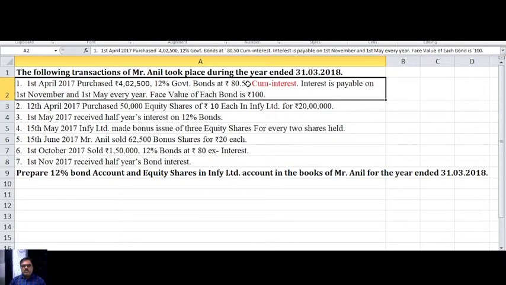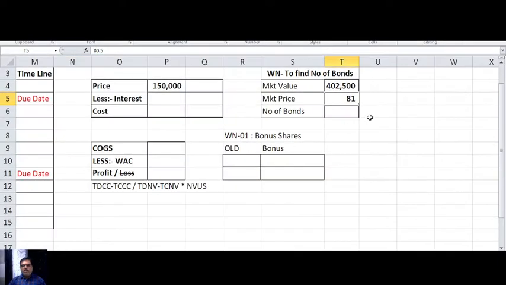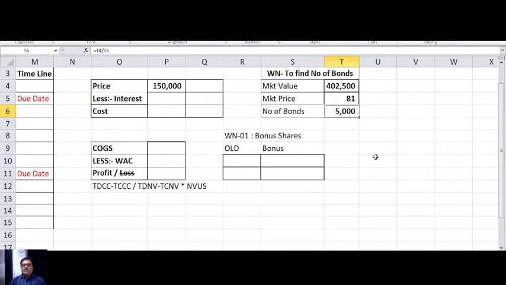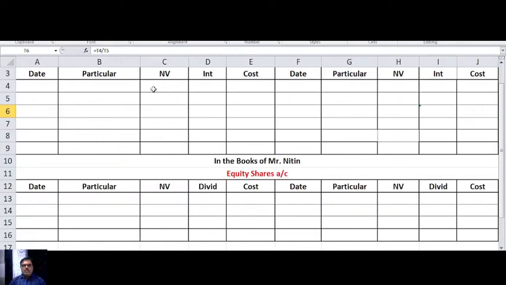Here some changes that you have to make: 81. So how many bonds were purchased? 5,000. How does this 5,000 come? It is 4,02,500 divided by 81. So he purchased a total of 5,000 bonds. And what is the nominal value of each bond? The nominal value of each bond is 100 rupees.